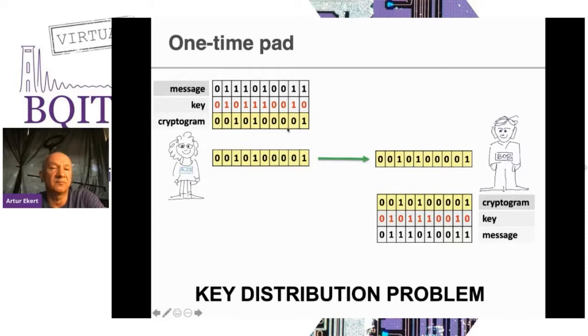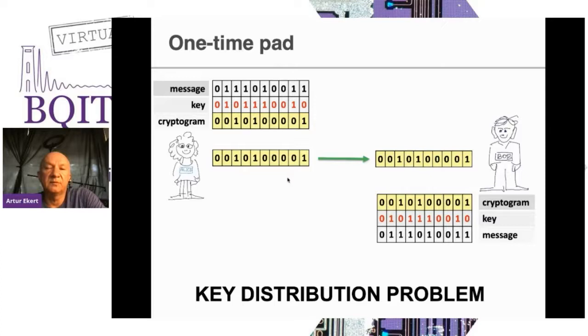So now Alice then sends over any public channel this cryptogram to Bob. So anyone can actually look at this cryptogram. But it looks like a random sequence of zeros and ones. In fact, it is a random sequence of zeros and ones because it was generated by using this cryptographic key. So on the receiving side, we have Bob.